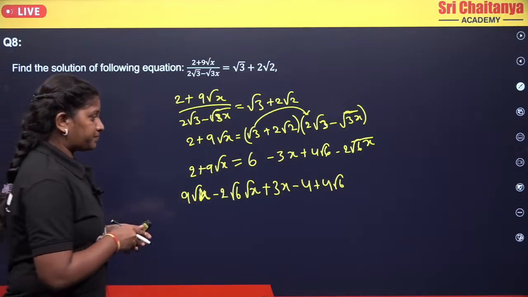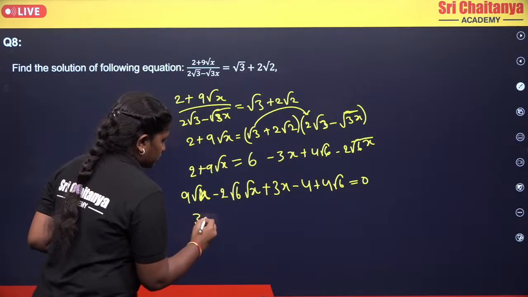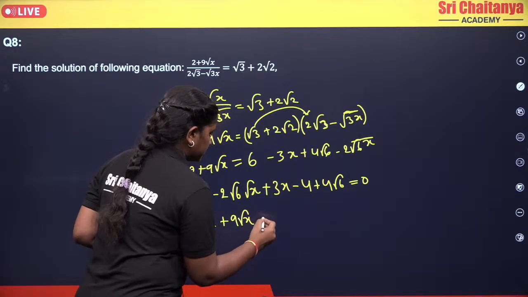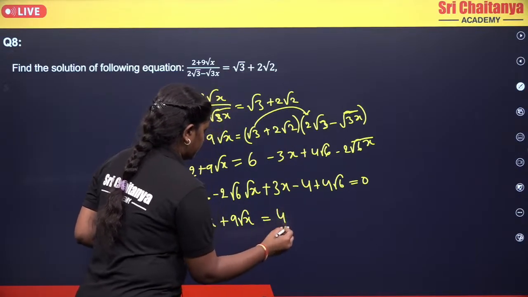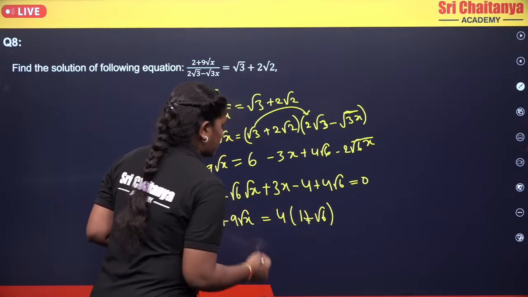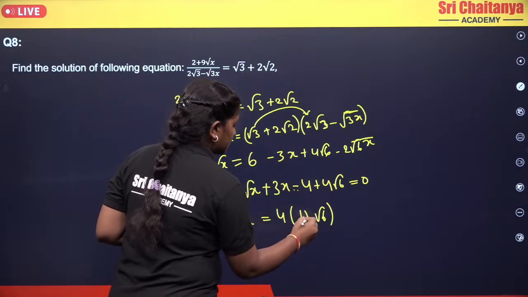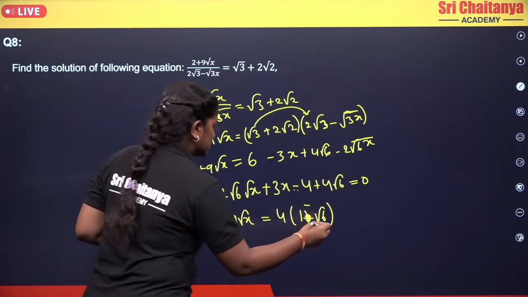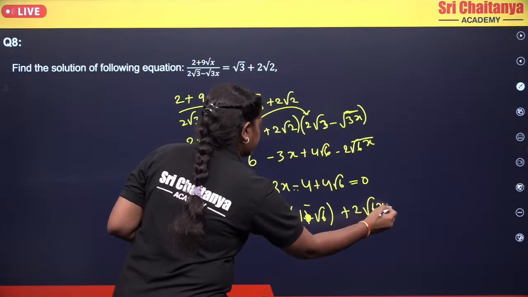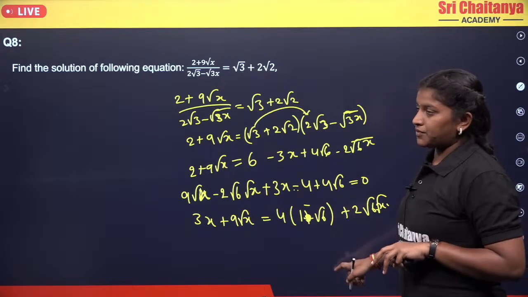If you simplify it, equals to 0. So now here it will become your, so 3x plus 9 root x. So from this you can take your 4 common. So 4 into (1 plus root x), (1 plus root 6). Okay. So why? Because I am taking my minus 4 plus 4 root 6 to other side. So here it will become your 4 into (1 minus root 6), and here it will be of your plus 2 root 6 root x. Okay. So now after doing the cancellation, from there we will get the x value.